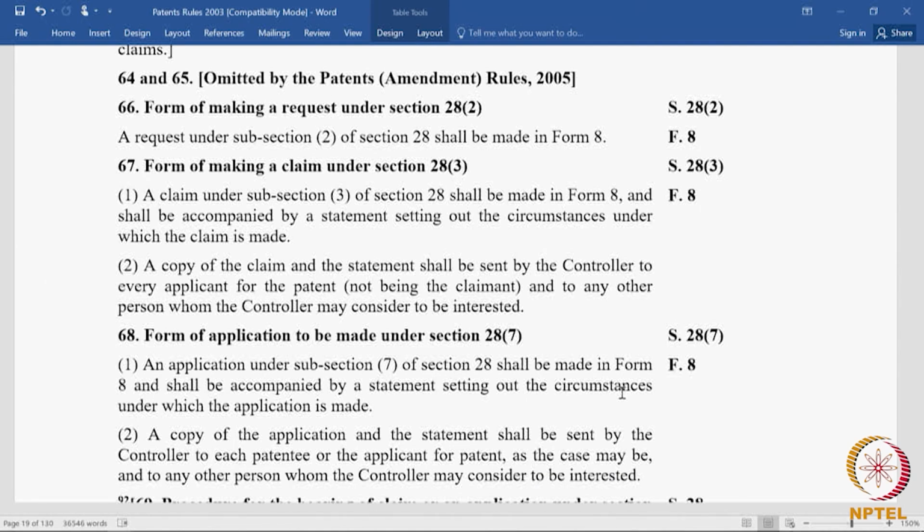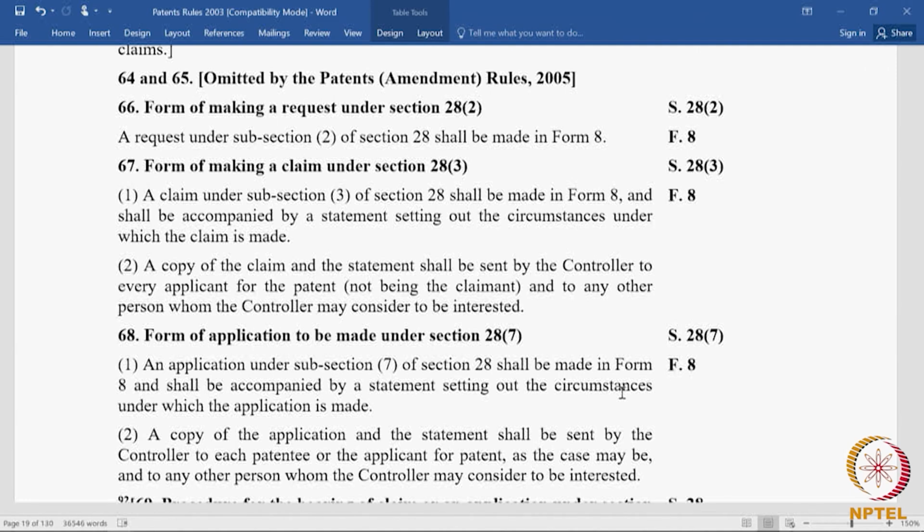Rule 67(1) tells us that a claim under 28(3) shall be made in Form 8 and shall be accompanied by a statement setting out the circumstances under which the claim is made. The statement and claim are not required under a 28(2) proceeding because they are connected parties. You are either an applicant or the alleged inventor, so you are connected to the proceeding. In 28(3), it is a third party who is making it, which is why we require a statement. So, the difference between Rule 66 and 67 is that because 67 involves a third party, a statement setting out the circumstances is required.